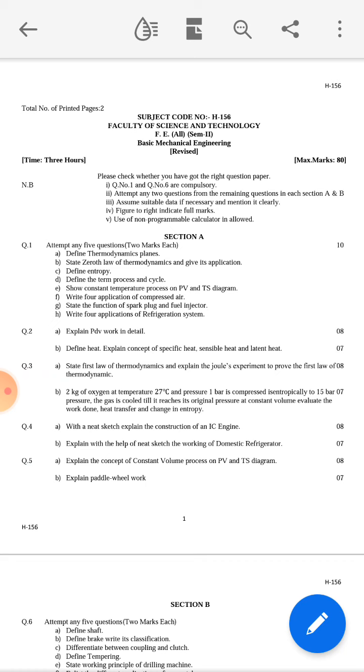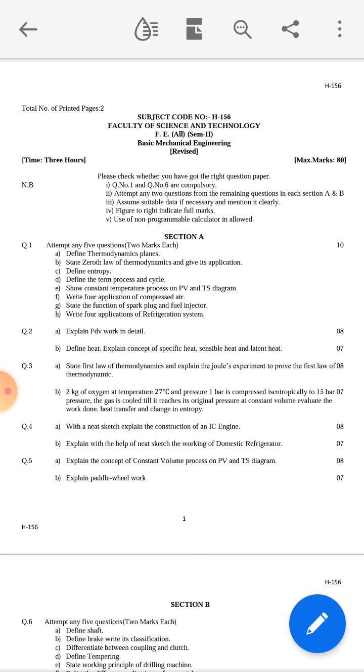Next, state Zeroth law of thermodynamics and give its application. What is the definition of Zeroth law? When body A is in thermal equilibrium with B and separately with C, then all bodies are in thermal equilibrium. Then it is called the Zeroth law, right? Example, measuring the temperature by the thermometer, right? This is the example of this.